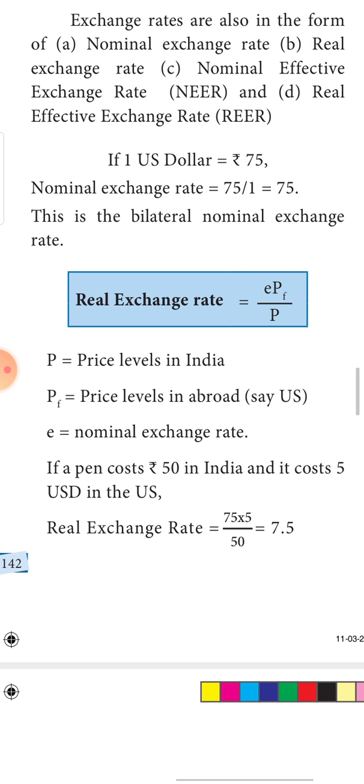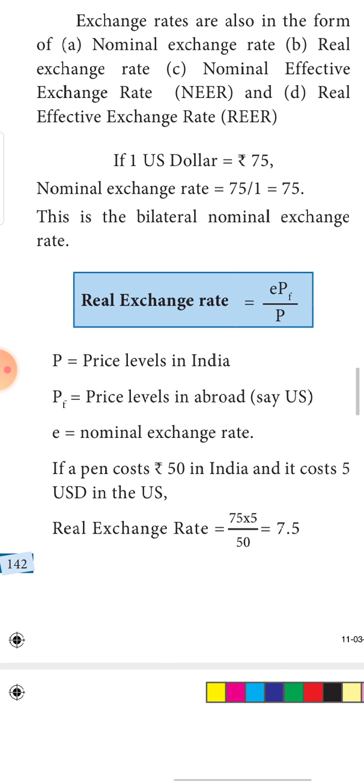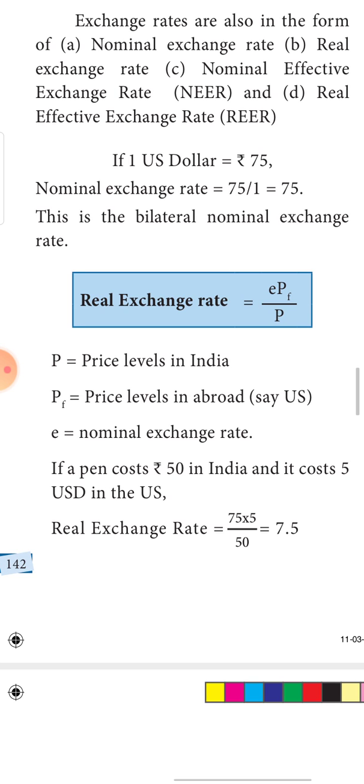Suppose a pen costs 50 rupees in India and it costs 5 USD in the US. That is, to buy one pen, we have to pay 50 rupees in India. To get the same pen in the USA, they have to pay 5 US dollars. Now the exchange rate is 75 rupees equal to 1 US dollar. That is, the nominal exchange rate is 75 divided by 1. Now apply everything in this formula.